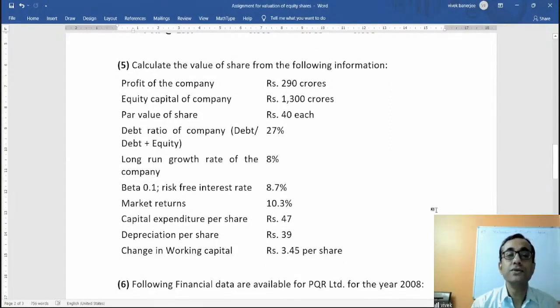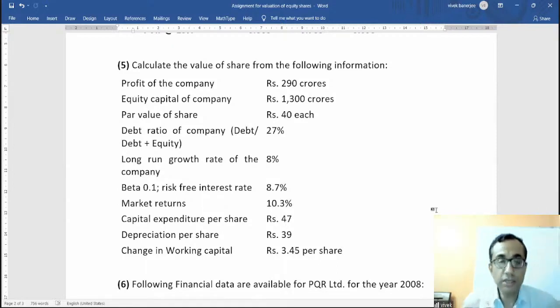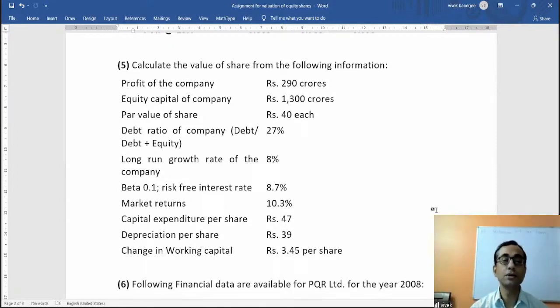Okay, this is the 5th question, and you have to calculate the value of shares from the following information. Now, this question you have to read very carefully in order to understand how to proceed with it. Let us see what is given in this particular question. The profit of the company is given, which is 290 crores, fine, equity capital, par value of shares, and debt equity ratio is given 27%.